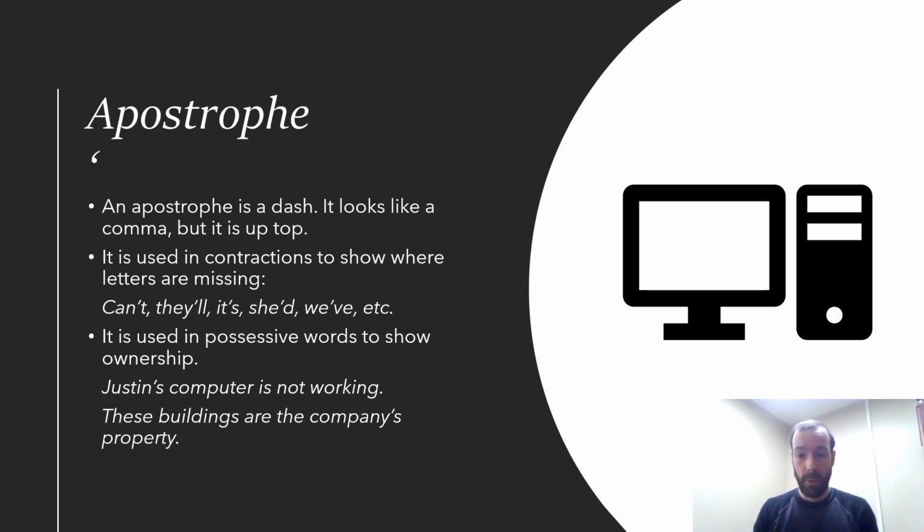Justin's computer is not working. Okay, so to show ownership, we add on an S onto the end of the name Justin, but we also put an apostrophe in between the name and the S. These buildings are the company's property. We put an apostrophe in between company and the S. The property belongs to the company.